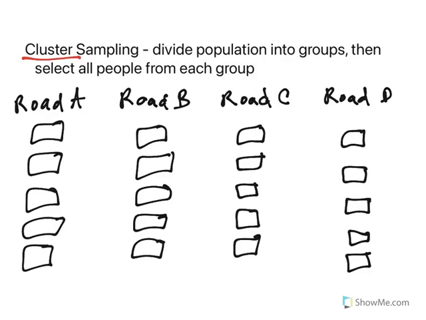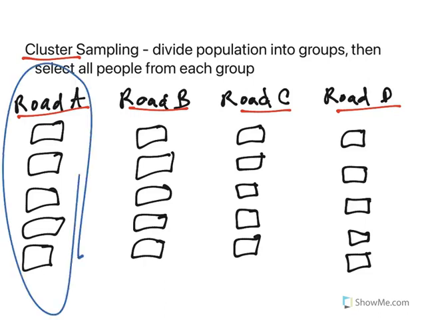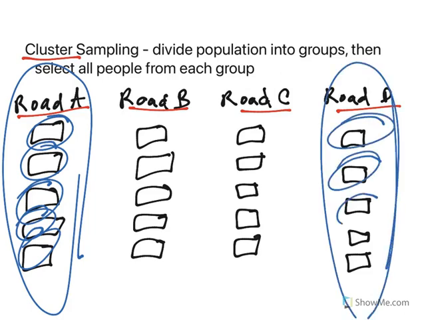When we talk about cluster sampling, we divide the population into groups, naturally occurring groups. So in this case, we have 4 roads A, B, C, and D, that each have 5 houses on them, as shown by the squares below the road. So from each group, we will talk to everybody there. So on road A, I'm going to talk to everybody. All 5 of these houses will be part of it. And then maybe road D, and everybody on road D gets talked to.